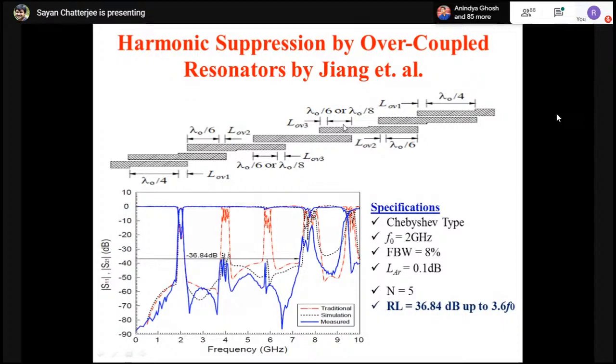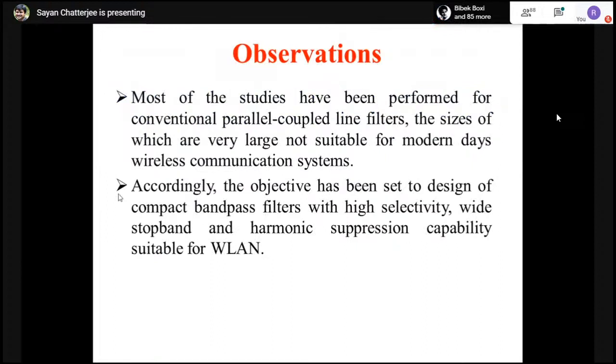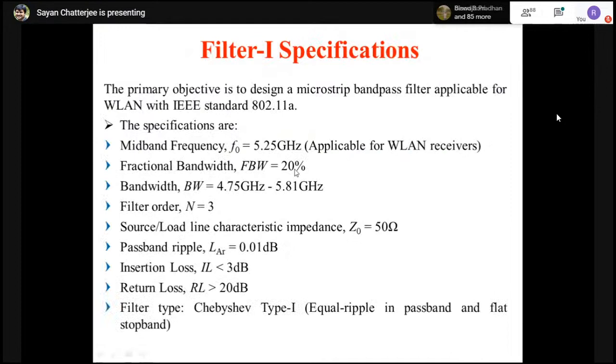We have used first this parallel coupled lines, but using Koch fractals, because you know fractals will reduce your size and they contain the initial characteristics of the frequencies. But the problem remains the same, that it elongates in this direction. So you don't have any compactness. Now most of the filters we have seen either address the coupling or address harmonics in other ways. So we have chosen two filter specifications. First one is at 5.25 GHz and 20% bandwidth of order 3. And the second one is 2.5 GHz with again the same specifications.